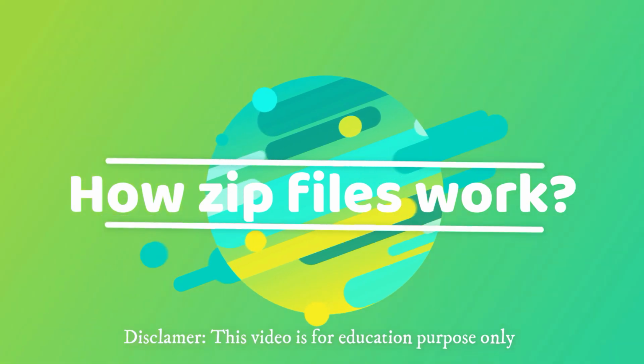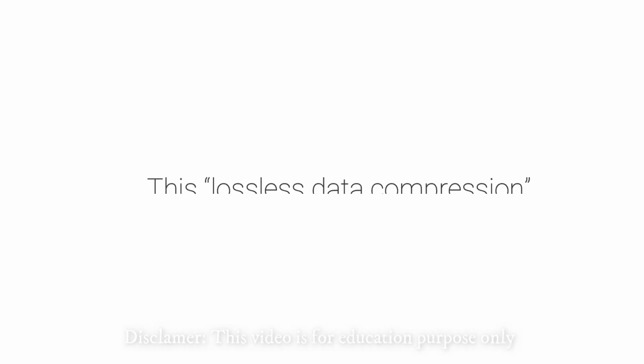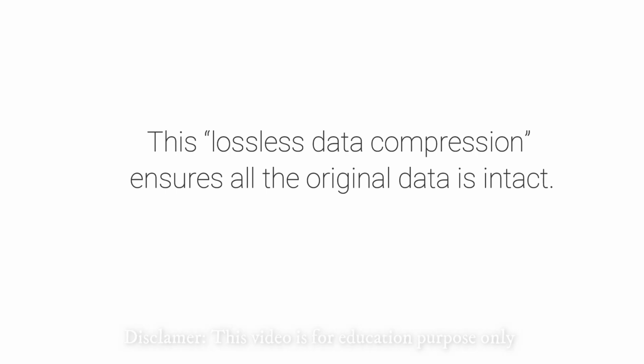So how do zip files work? Zip files encode information into fewer bits by removing redundant data. This is a lossless data compression algorithm, which ensures that all the original data is intact after the compression.